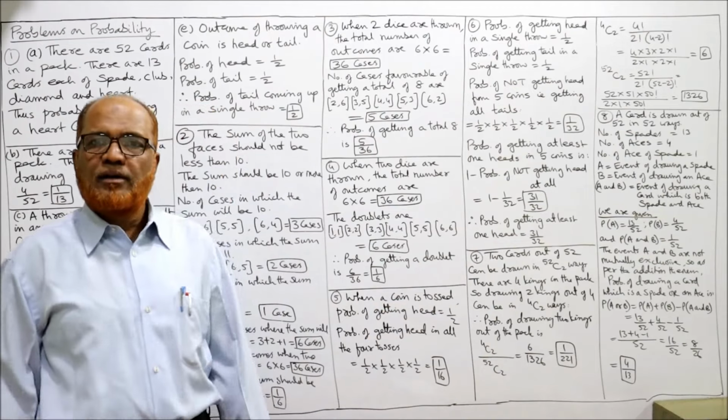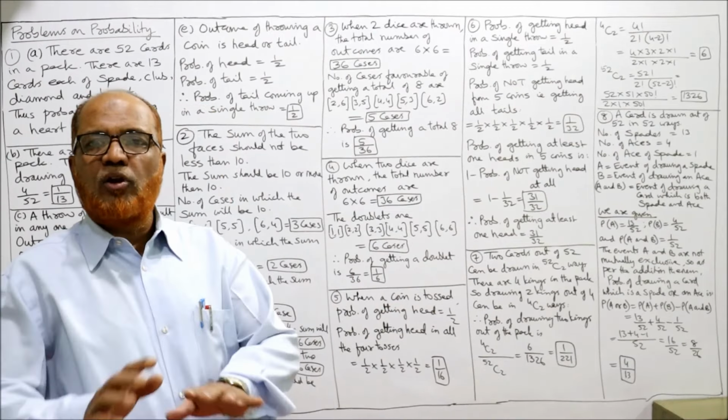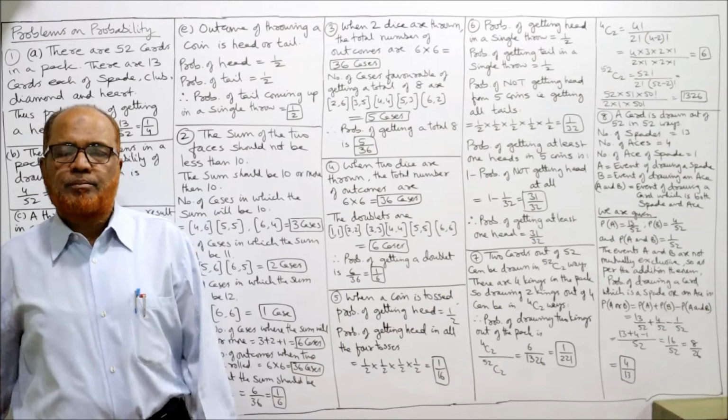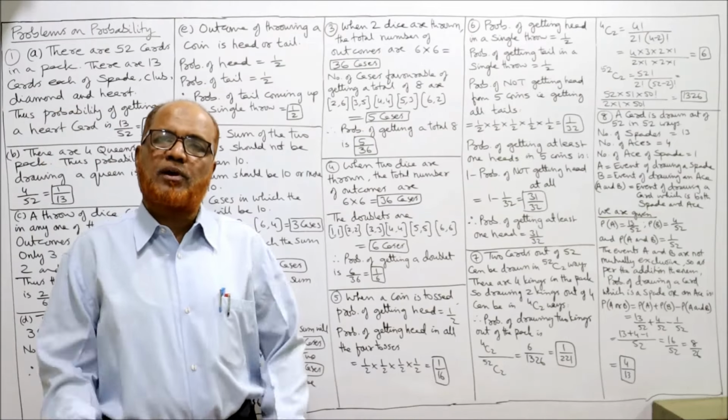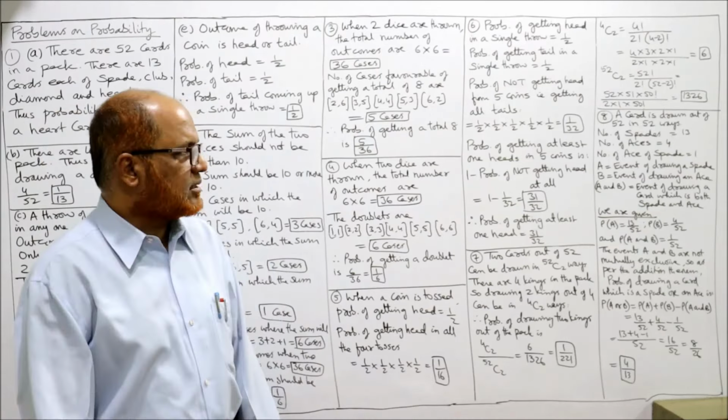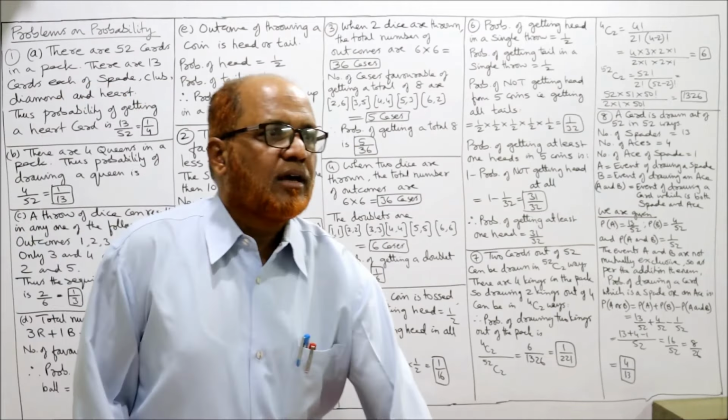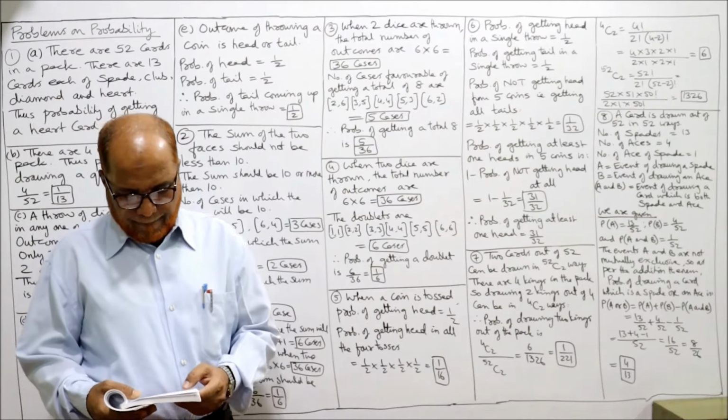तो हाउ टू गेट 1 माइनस प्रोबेबिलिटी ऑफ नॉट गेटिंग हेड एट ऑल. प्रोबेबिलिटी ऑफ नॉट गेटिंग हेड का मतलब प्रोबेबिलिटी ऑफ गेटिंग ऑल टेल्स. दैट्स इट. ये हो गया प्रॉब्लम नंबर 6. नाउ प्रॉब्लम नंबर 7 यू सी.